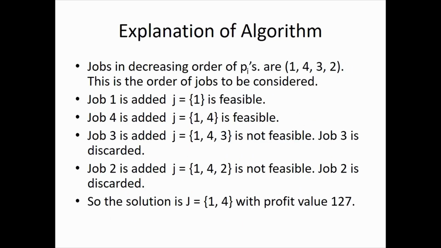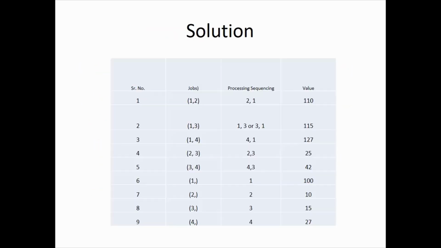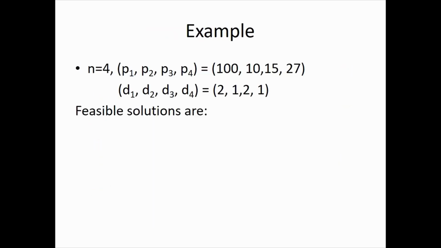Job 3 is added, J is equal to {1, 4, 3}. But it's not a feasible solution, because what is the deadline of 3? The deadline of 3 is 2. So already up to 2 we have taken jobs 1 and 4. So job 3 cannot be added to the solution set.